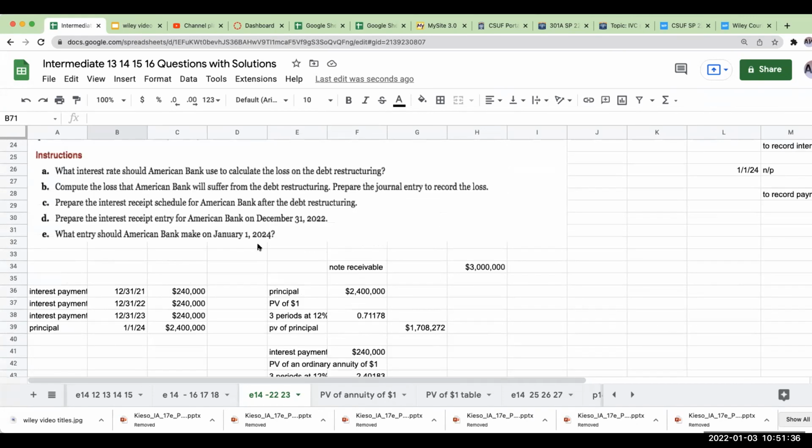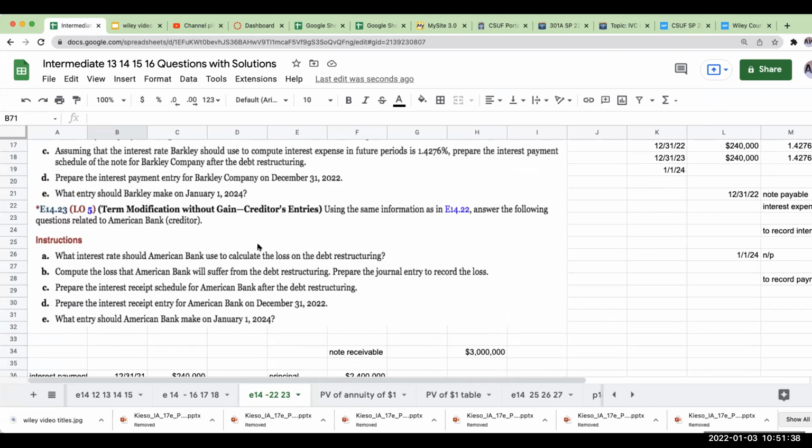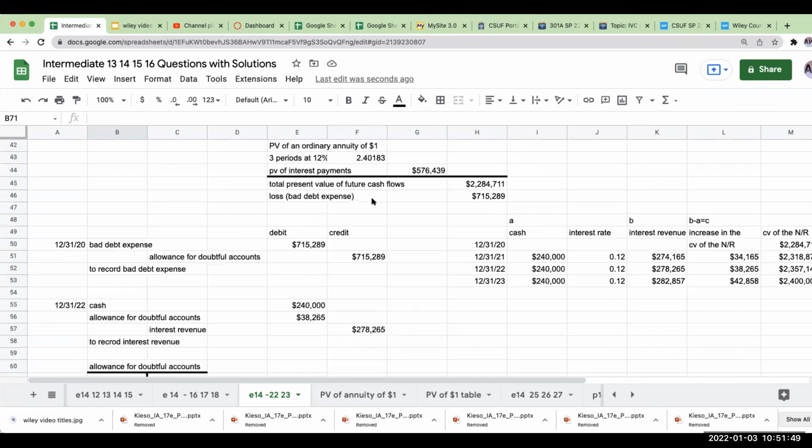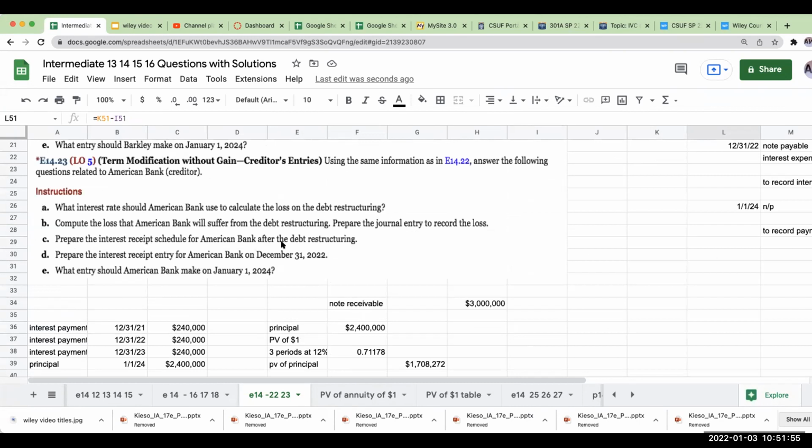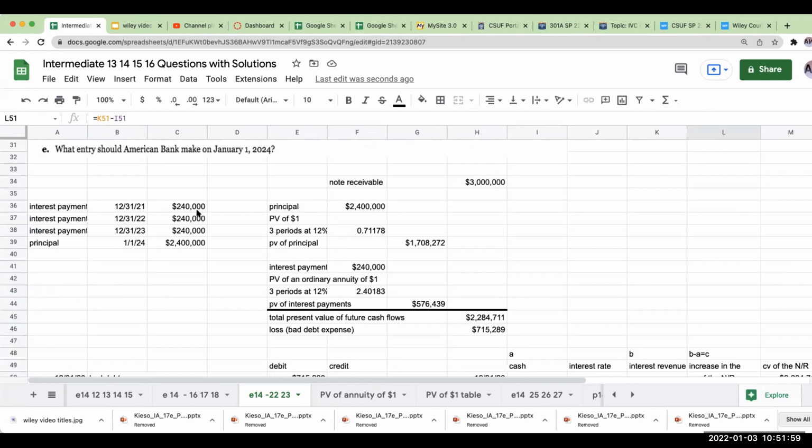So again, let's just recap this question. What interest rate should we use to calculate the loss? We're going to use the 12% because the 10% is essentially like a loan forgiveness. And when you see this difference in the interest revenue, why is it higher than the cash? It's because of this 2% spread. Over here, compute the loss that they'll suffer from the debt restructuring.